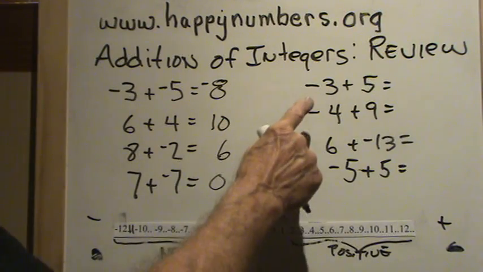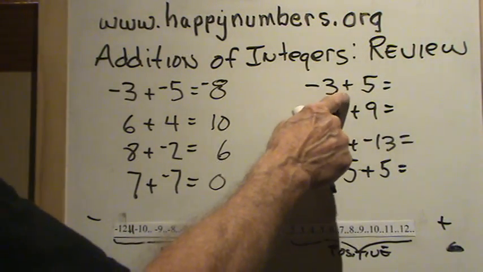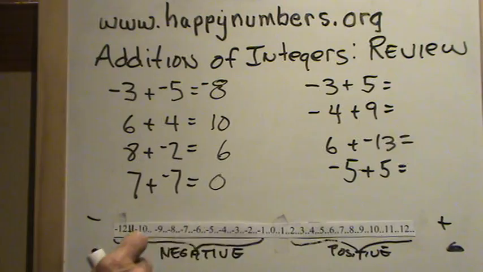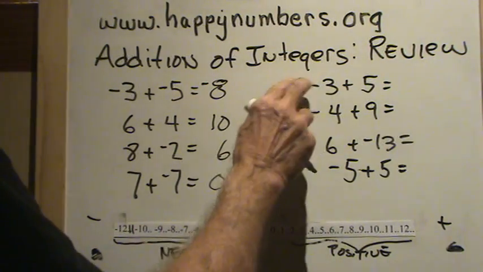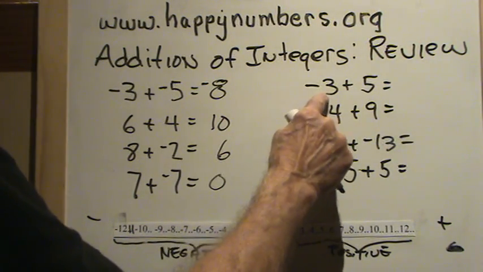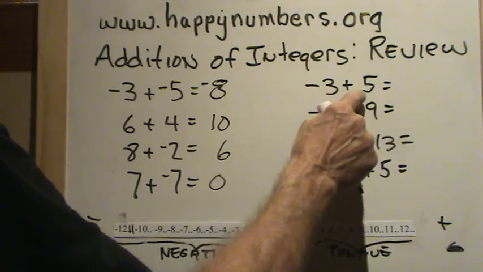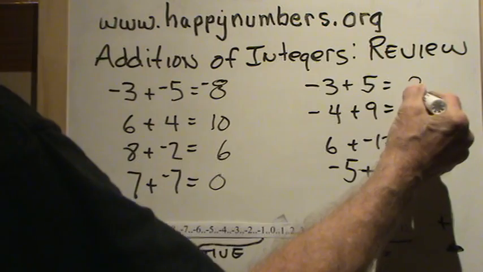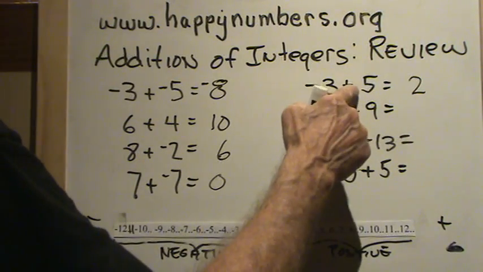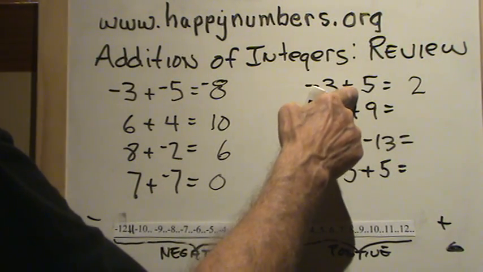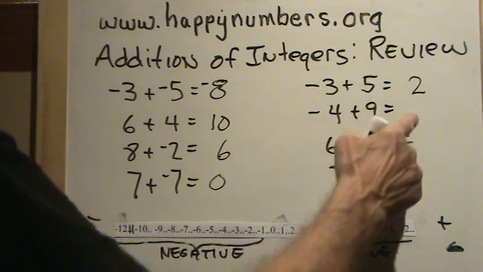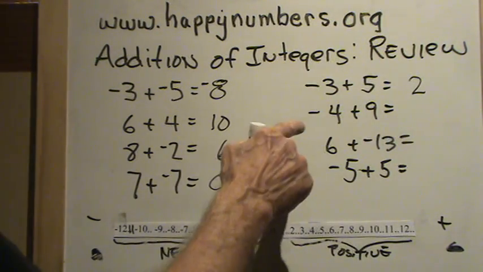Okay, up here, I have a -3 and a +5, so the signs are different. I ignore the signs and I take the smaller number away from the larger number. If I take 3 away from 5, I have 2, and I use the sign of the larger number. The larger number here is positive because it's a 5, and so I don't even have to put anything here.